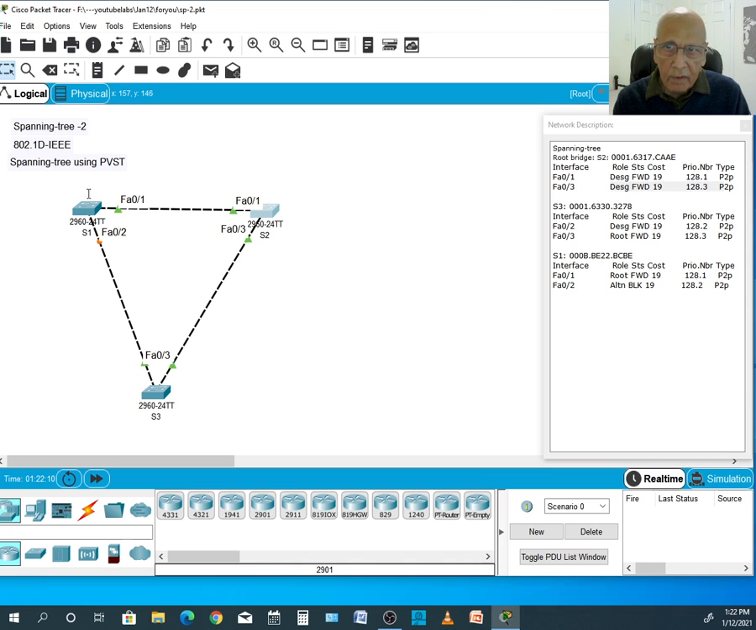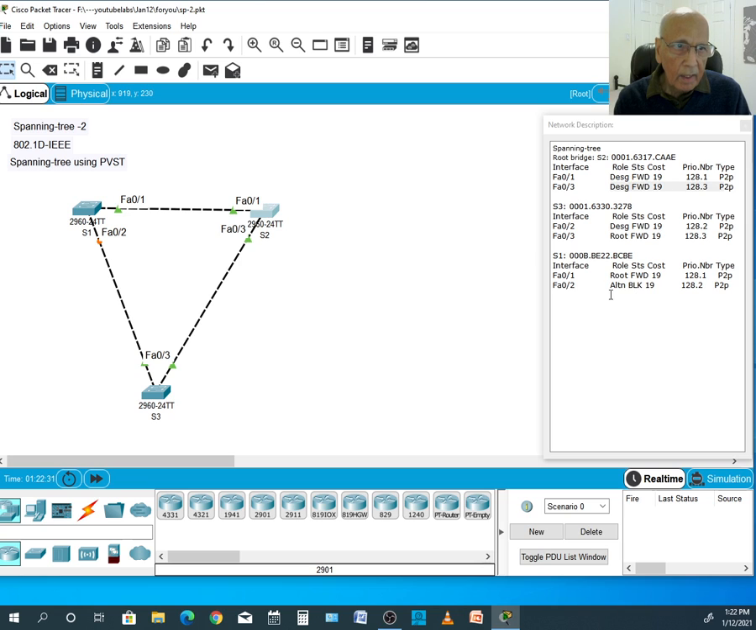So once the system has decided that this is going to be in a forwarding state, you have to know that when we say we have a role, which is a designated port, designated ports are in forwarding states.